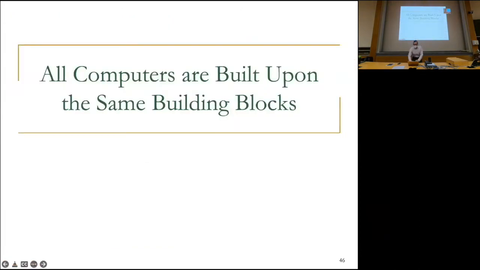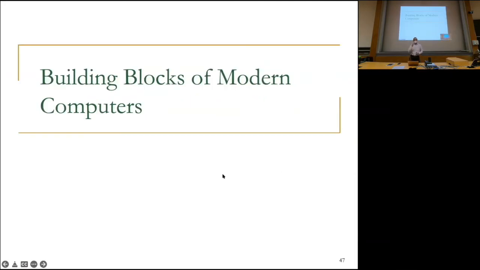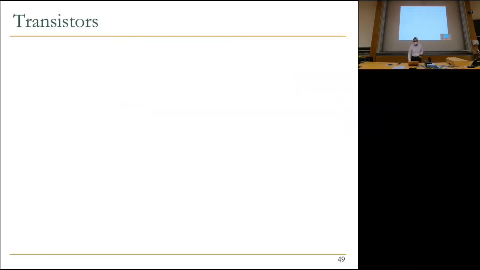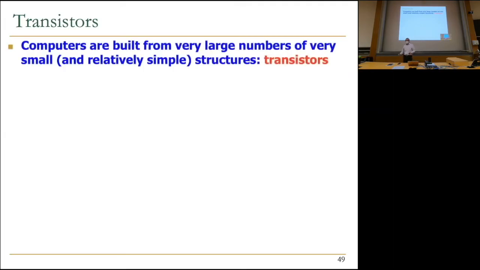So my point is really all computers are built upon the same building blocks. And let's start by learning about those building blocks. What are those building blocks? They're essentially called transistors. Since many of you don't know, let's talk about what those are. Basically, today we have billions of these small and relatively simple structures. They're of nanometer size today, and they're getting smaller and smaller.